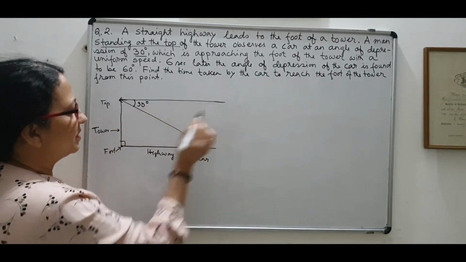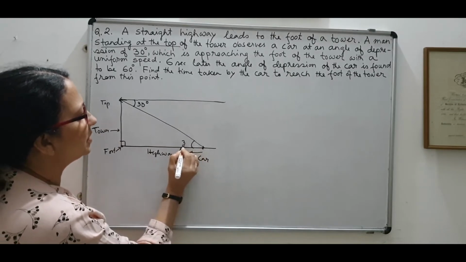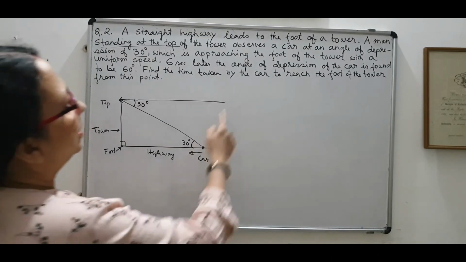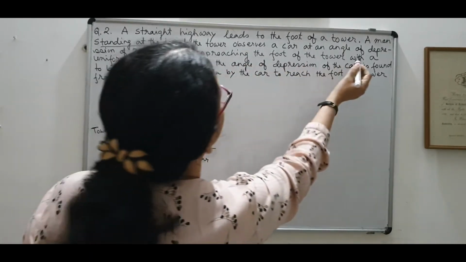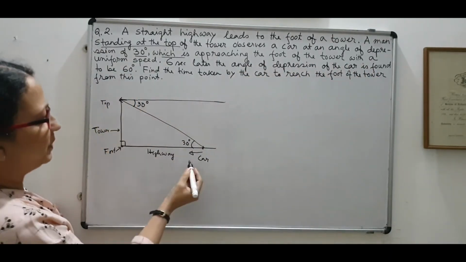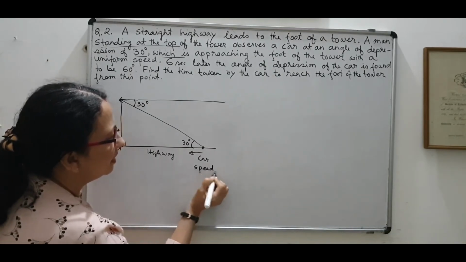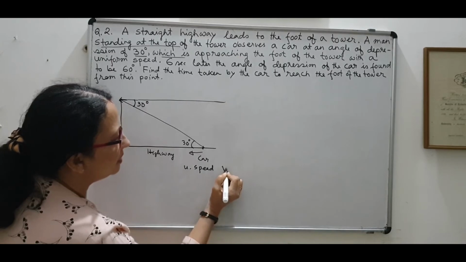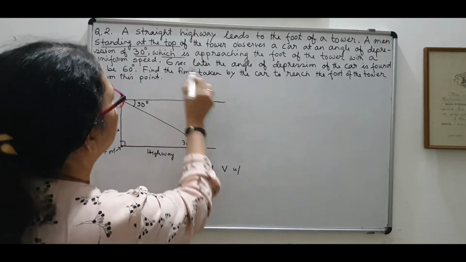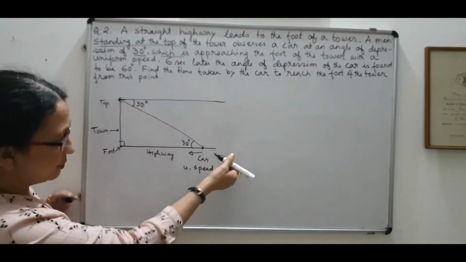Now this is horizontal, this is horizontal, so these two are parallel lines, this is transversal, so this will also be 30 degree by the alternate interior angles being equal. Okay. Next, what happens? Now the car is approaching the foot of the tower with a uniform speed. So the car is moving towards the foot of the tower, suppose with a uniform speed v, say v unit per, now what time is given here? Second. So say v unit per second. With this speed, it is moving in this way.